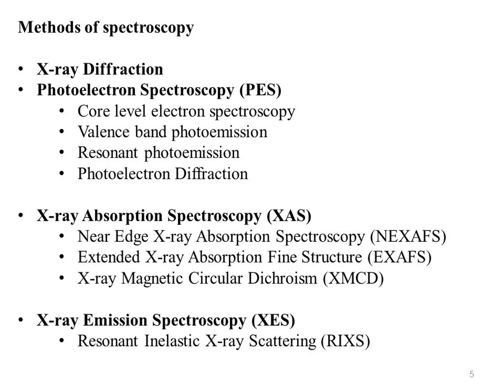Now we discuss different methods of spectroscopy, like X-ray diffraction, photoelectron spectroscopy, including core level electron spectroscopy, valence band photoemission, resonant photoemission, photoelectron diffraction, and next is X-ray absorption spectroscopy, which includes near edge X-ray absorption spectroscopy, extended X-ray absorption fine structure, X-ray magnetic circular dichroism, X-ray emission spectroscopy, including resonant inelastic X-ray scattering.